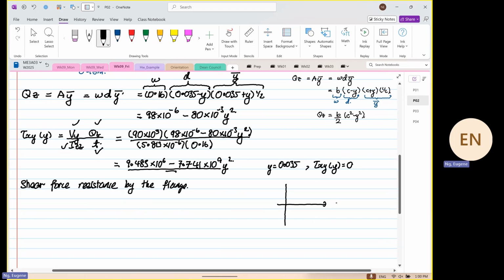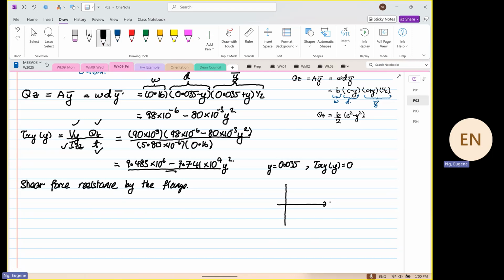So if this is our shear stress, this is our Y. So this over here, this is 0.015, 0.035. We are formulating the distribution. That's why we cannot just use force divided by area. So to do this, all we need to do is this.